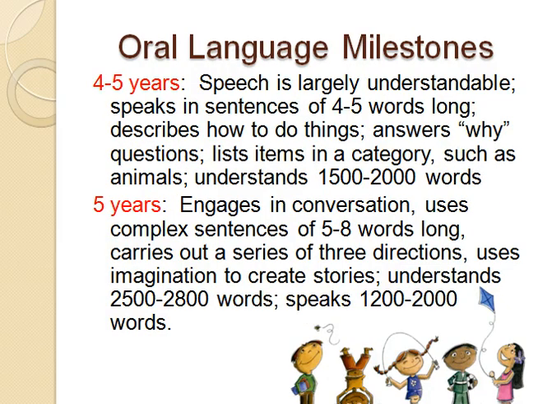At 4 to 5 years, speech is largely understandable, and he speaks in sentences of 4 to 5 words in length. He describes how to do things, he answers why questions, he lists items in a category such as animals, and he understands 1,500 to 2,000 words. At 5 years, he engages in conversation. He uses complex sentences of 5 to 8 words in length. He carries out a series of 3 directions, and he uses imagination to create stories, and he understands 2,500 to 2,800 words, and he speaks 1,200 to 2,000 words.